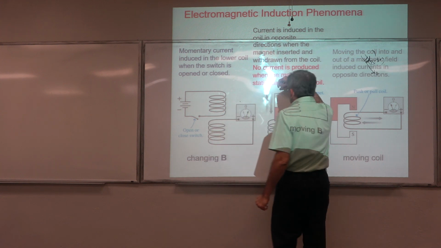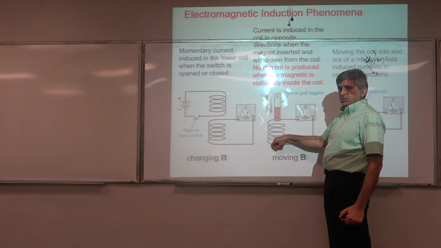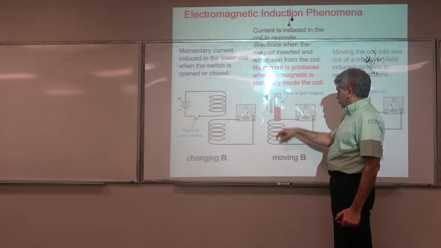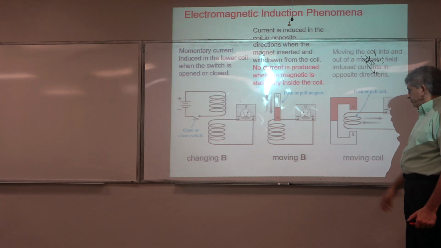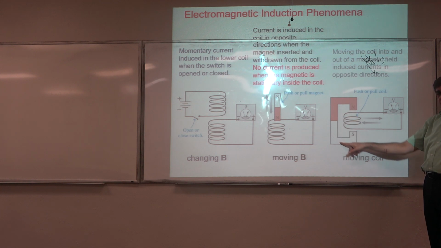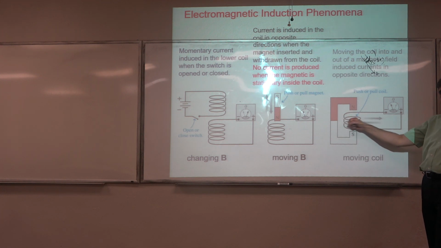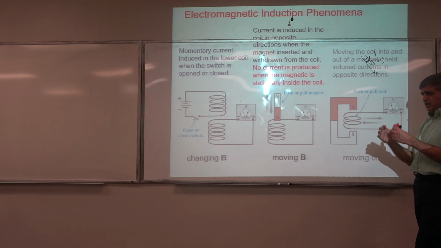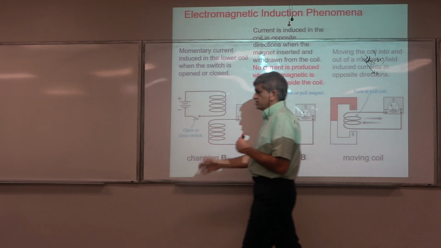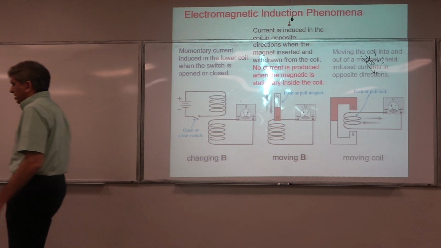Here, if I move the magnet close to the coil or away from the coil, you will see the induced current from the moving magnetic field. Here, instead of moving the magnet, I move the coil into the magnetic field lines or away from them. In either case, the magnetic flux is changing and the induced EMF is there.